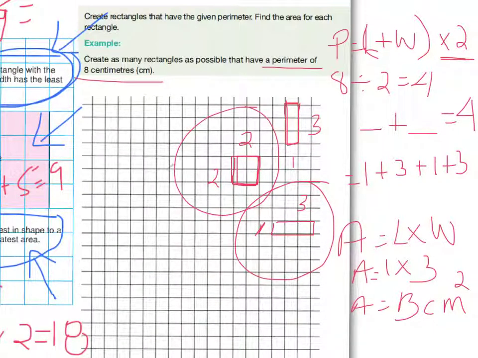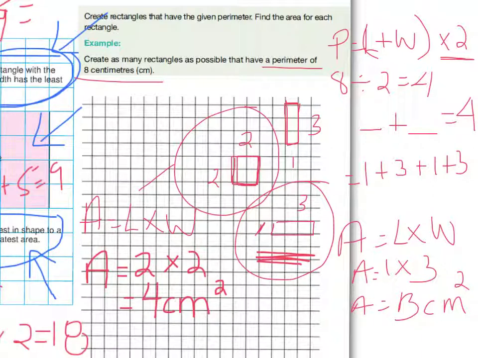Let's take a look at this one. Again, area equals length times width. That then means we're going to times 2. Well, what is 2 times 2? 2 times 2 here is 4. So 4 centimeters squared. Let's see if our generalization applies. Our long, skinny rectangle should have the smaller area. Yes, it does. Our more square-like rectangle should have the larger area. Yes, it does. So this is how that generalization can help you.